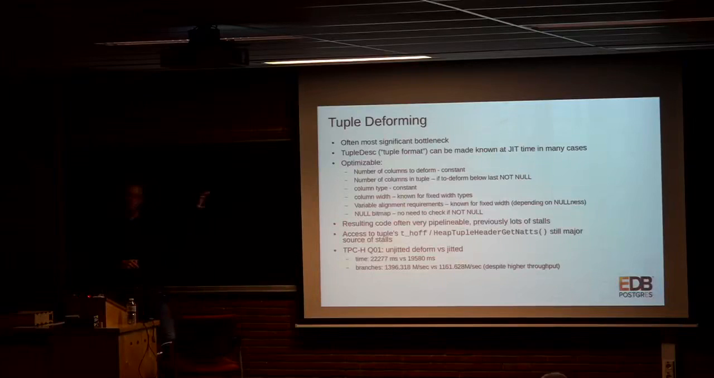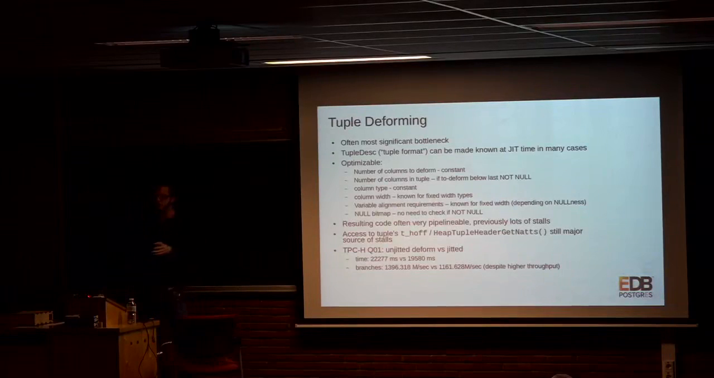Because while the tuple deforming code normally needs to be able to deal with any sort of table shape, it can have one column of type integer, it can have 1,000 columns of type text, and so on. So the code is very generic. If you could generate code for a specific type of table, with a specific format, we can remove a lot of these conditional arguments. We know how many columns there are in the table. We know whether there's a guaranteed number of columns.